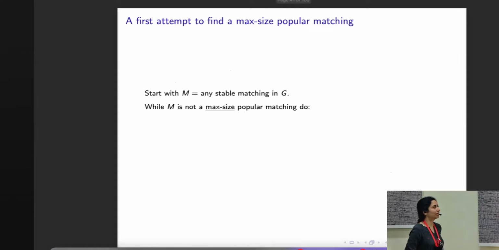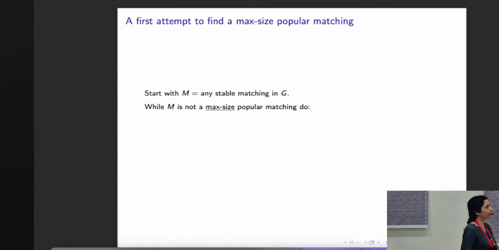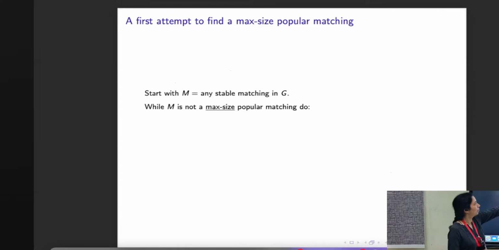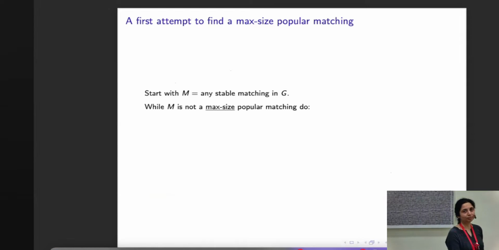So what's the first attempt to find a maximum size popular matching? Since we know how to compute a minimum size popular matching, that's a stable matching, let's start with a stable matching, run Gale-Shapley algorithm, find any stable matching, and let's try to mimic the maximum cardinality matching algorithm. How does the maximum cardinality matching algorithm work?